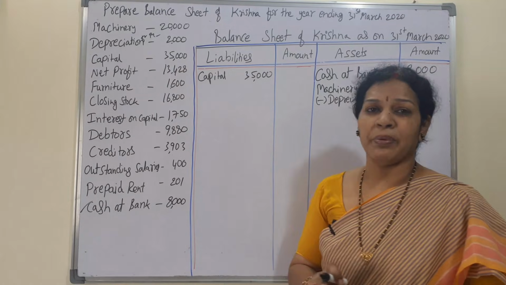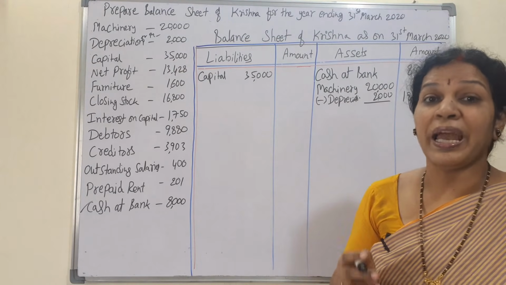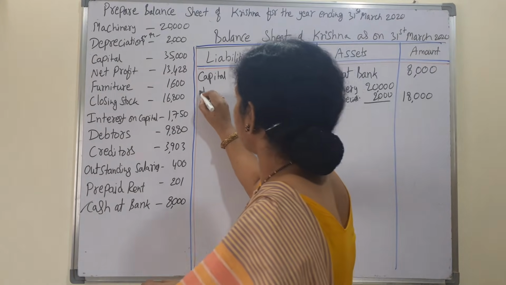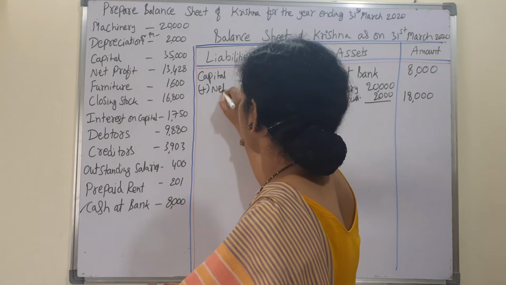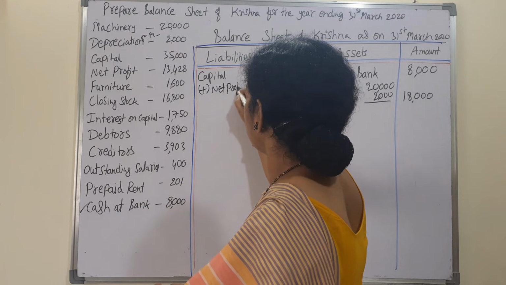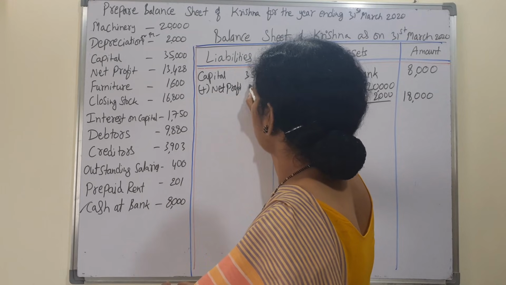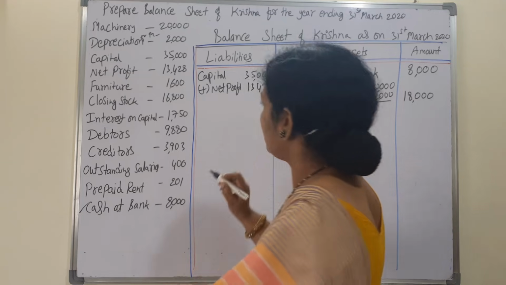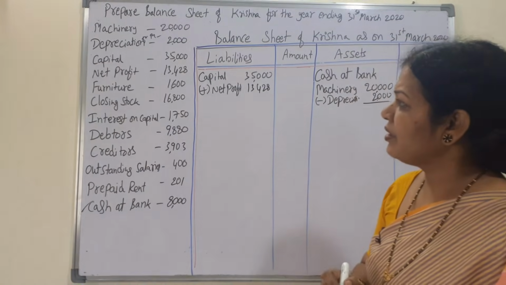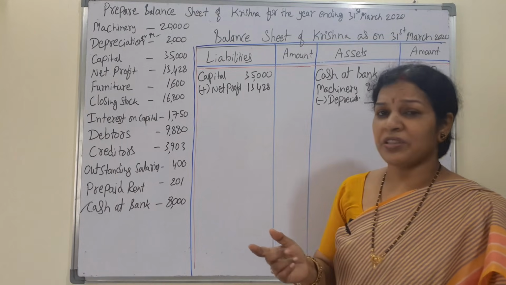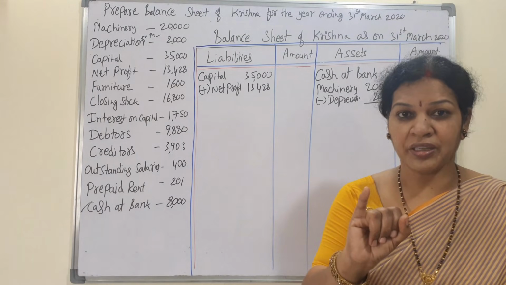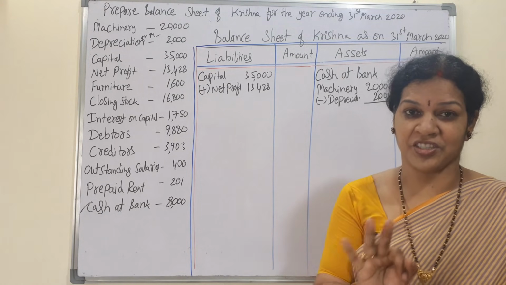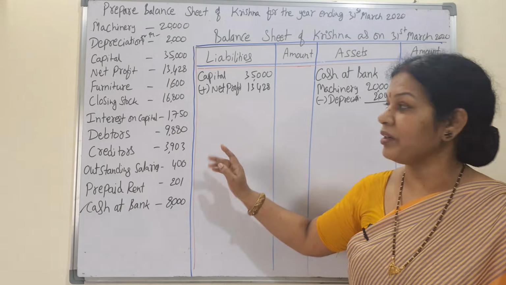Just beside the capital, net profit is given. Net profit is to be added. If it is net loss, deduct. So add net profit, 13,428. Any other items related to capital, like interest on capital, drawings, interest on drawings, these three also search. If it is there, we'll adjust it now only.